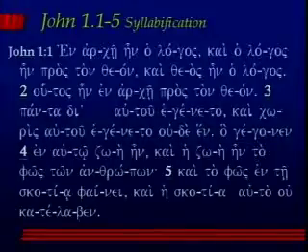It goes en, arche, ein, halagos, kai, halagos, ein, proston, theon, kai, theos, ein, halagos. Hutos, ein, enarche, proston, theon. Panta di autou, agenata, kai, choris autou, agenata, udehen. Ha geganen, in auto zoe ein, kai, he zoe, ein taphos ton anthropon. Kai taphos inte scatia fine, kai he scatia alta u catelaben.